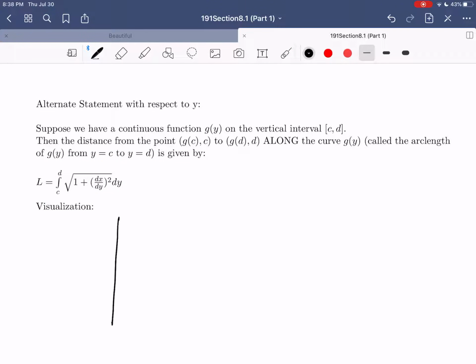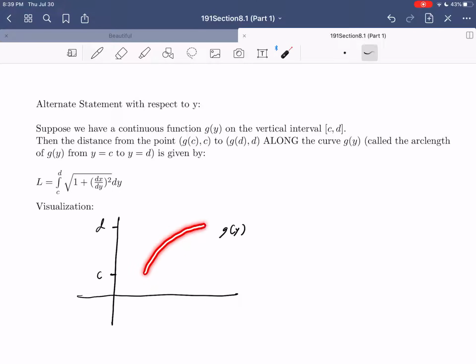The visualization here would be that you'd have some curve. Maybe we have something that looks like that, and you're going from c to d here, and you're thinking about this curve not as a function of x, but as a function of y. So that's g of y. And again, you're measuring the distance as you go from that point to this point here along that curve.